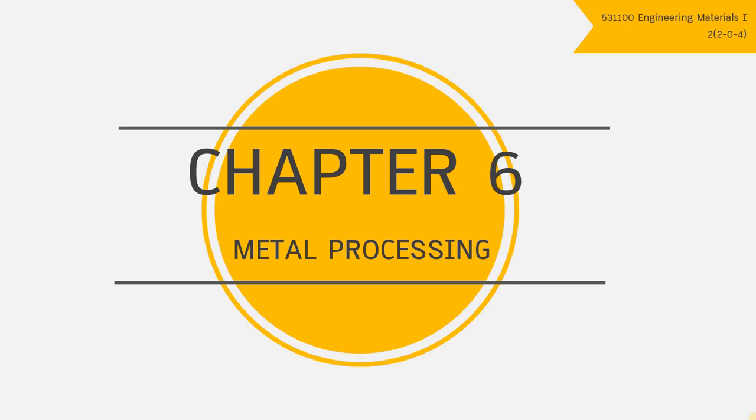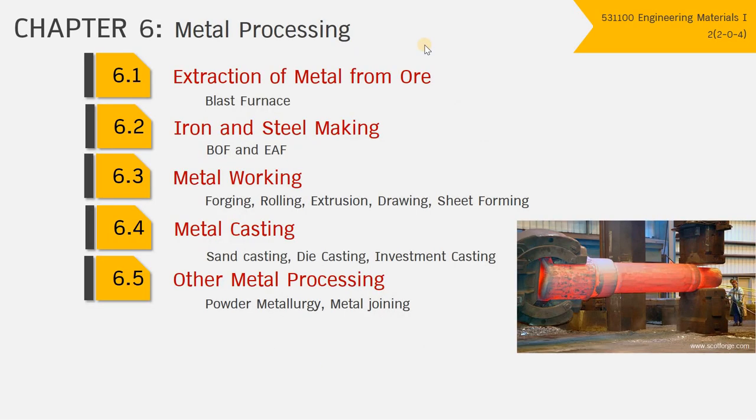Chapter 6 Metal Processing. Within this chapter, we have 5 topics. The first one is the extraction of metal from ore, where I will focus on the blast furnace. And the second topic is on iron and steel making. There will be 2 types of furnaces.